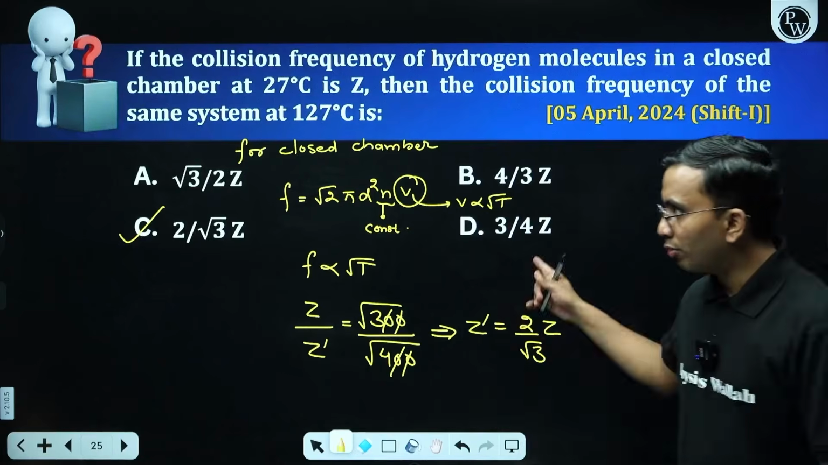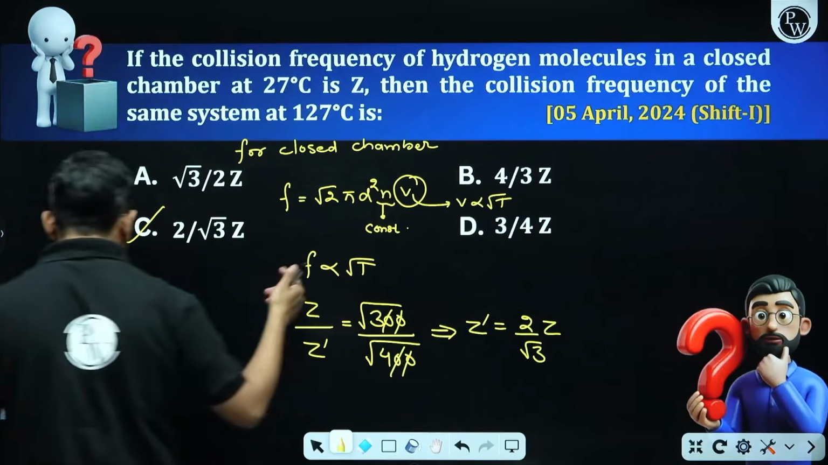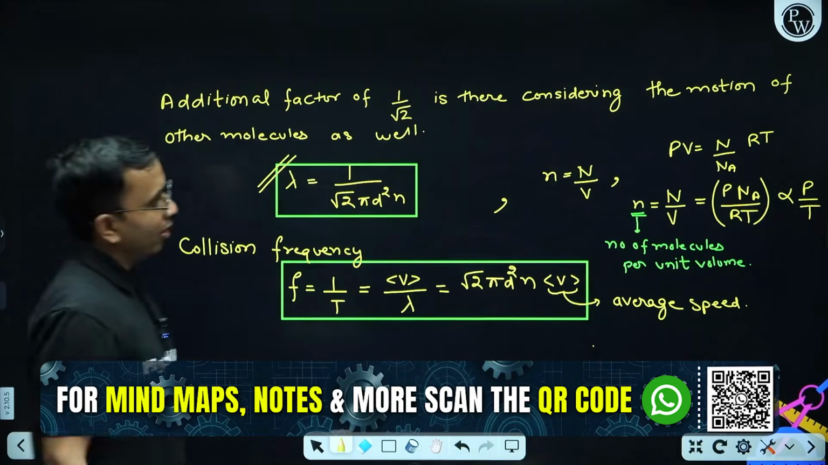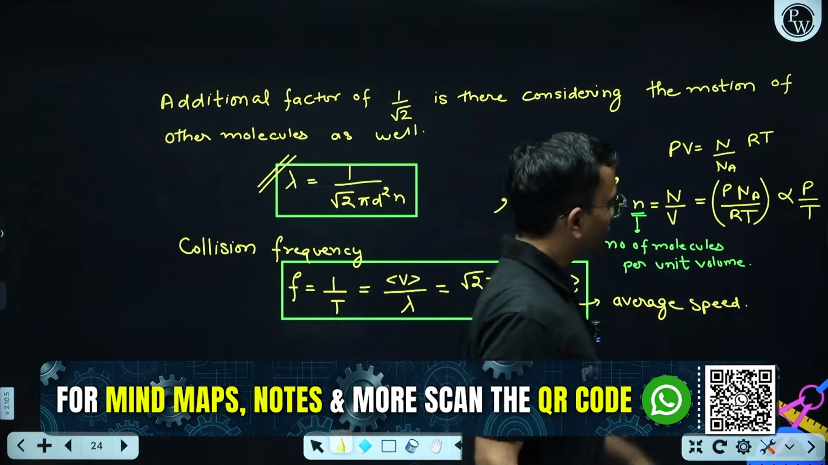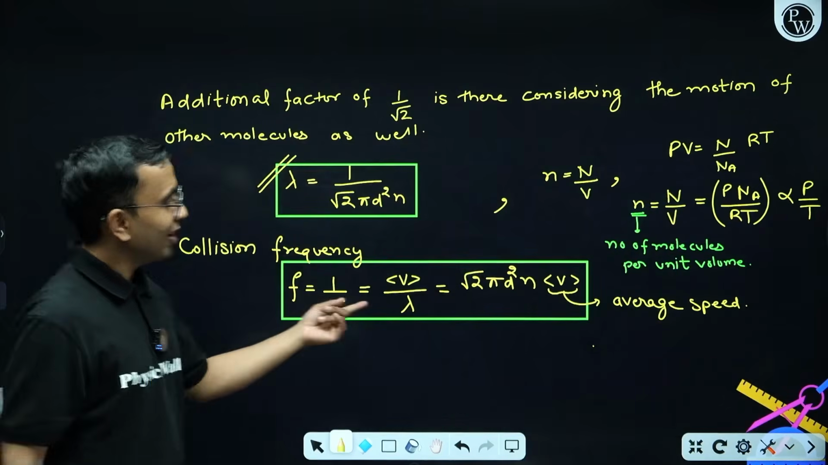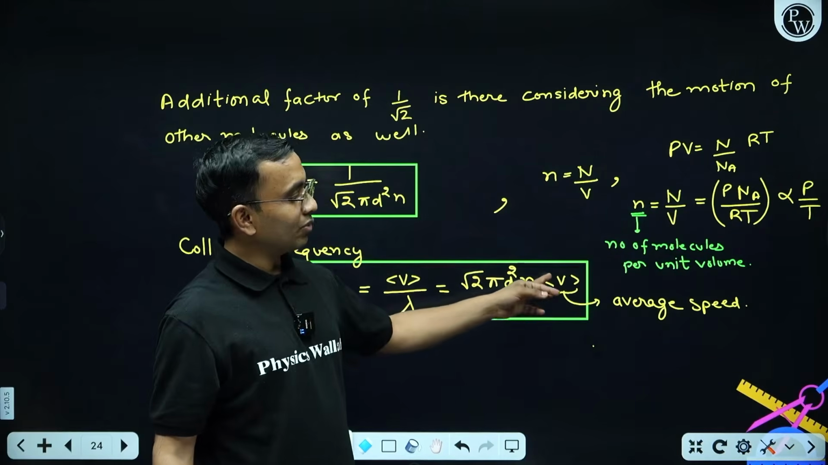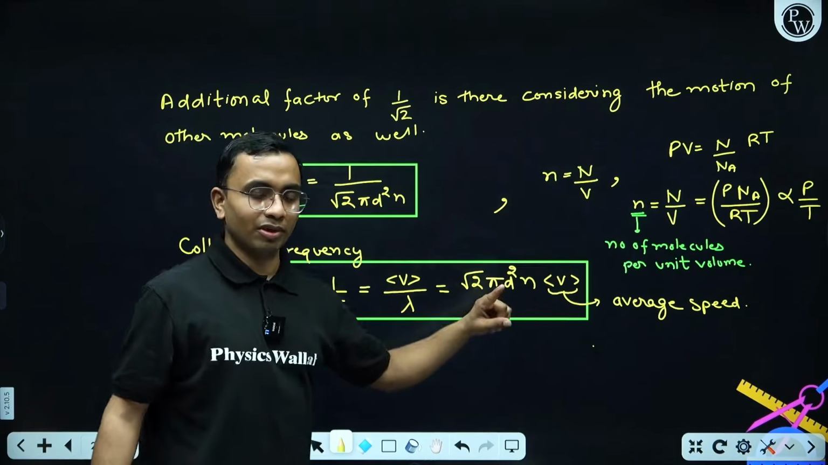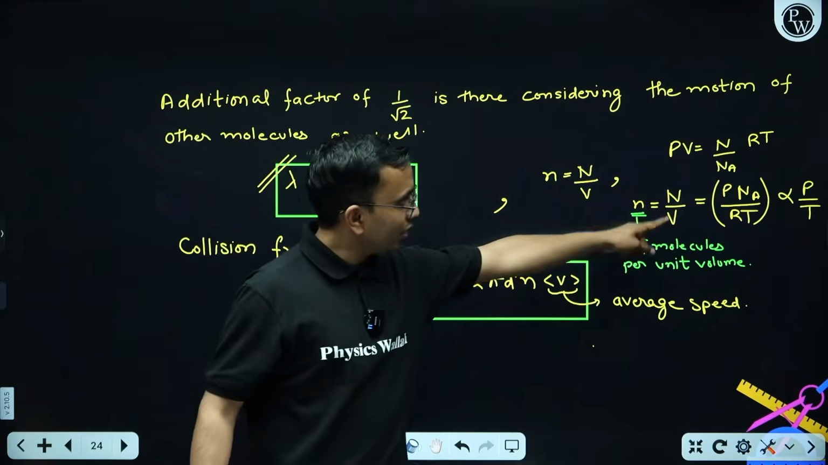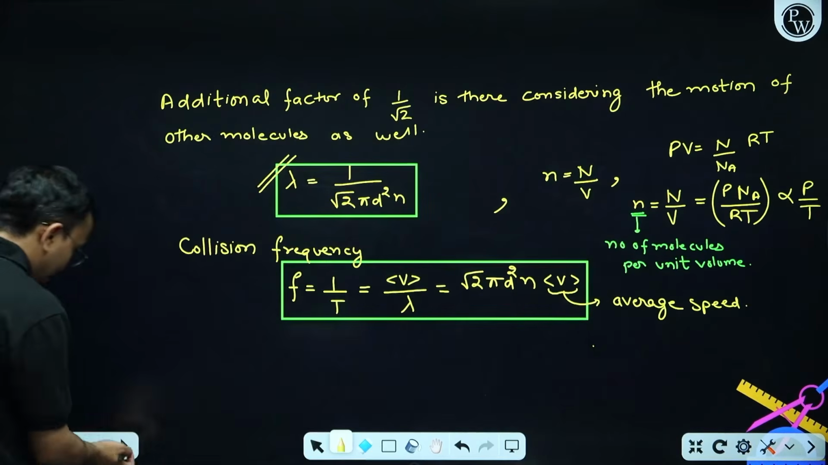Okay, now here can be a mistake from students thinking that number of molecules is inversely proportional to temperature, and if that is inversely proportional to temperature, a 1 by T factor will come here, root T factor will come here, so this will become 1 by root T. No, that will be wrong. As I am saying here, closed chamber, V is constant, N by V will remain constant. So that thing you need to keep in mind.